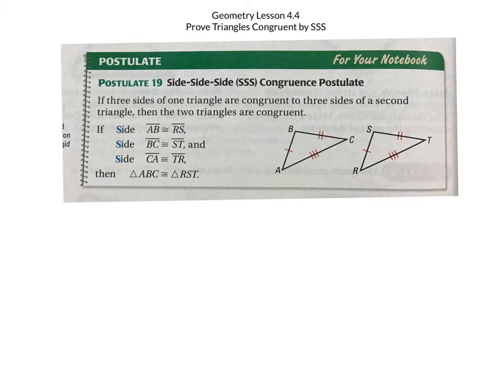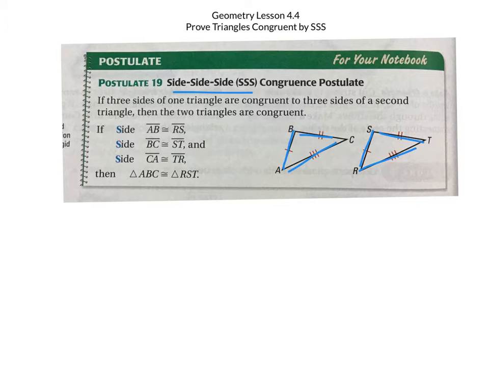Okay, so for this lesson you have a new postulate, postulate 19, which is talking about the side-side-side congruence of triangles. When you have three sides of one triangle congruent to the three sides of a second triangle, then the two triangles themselves are considered congruent. And when you use this as a proof, that's why it's called side, side, side, because you have this side, side, another side, side, and the last side.